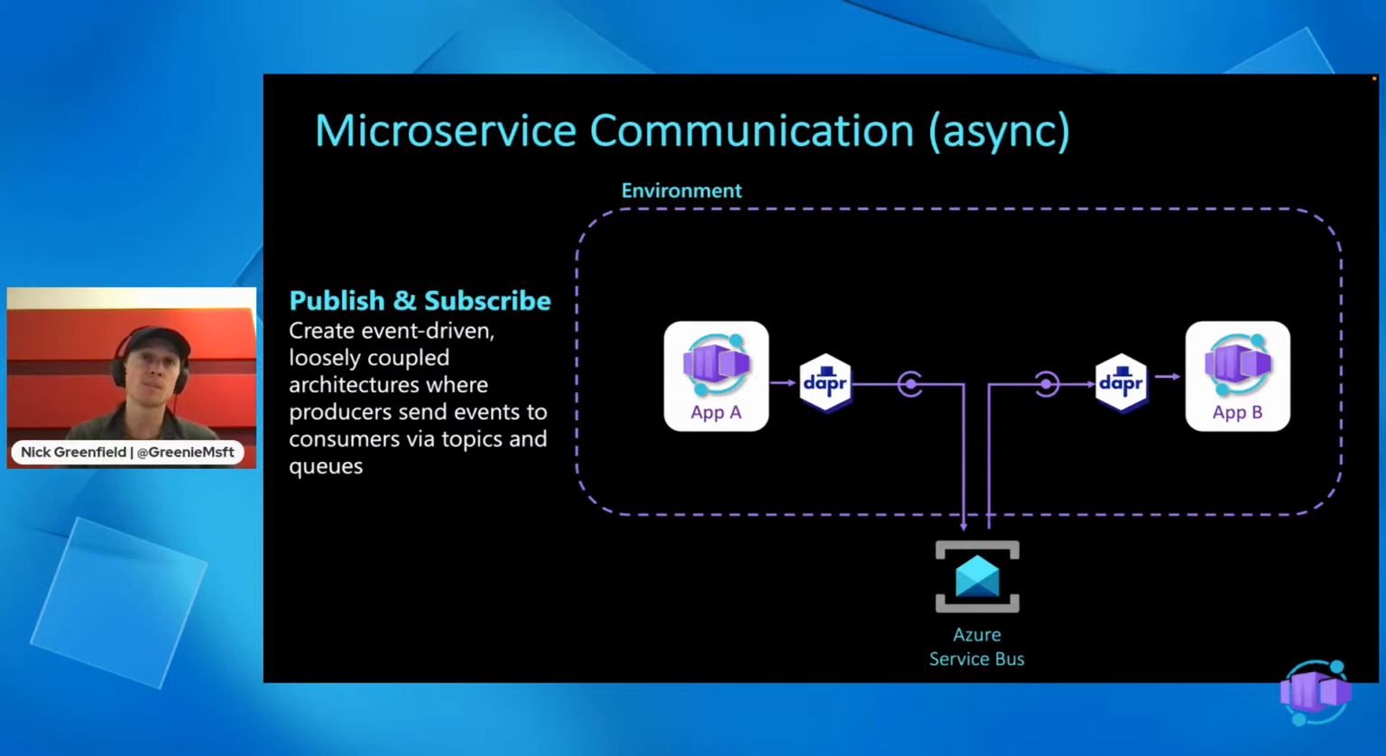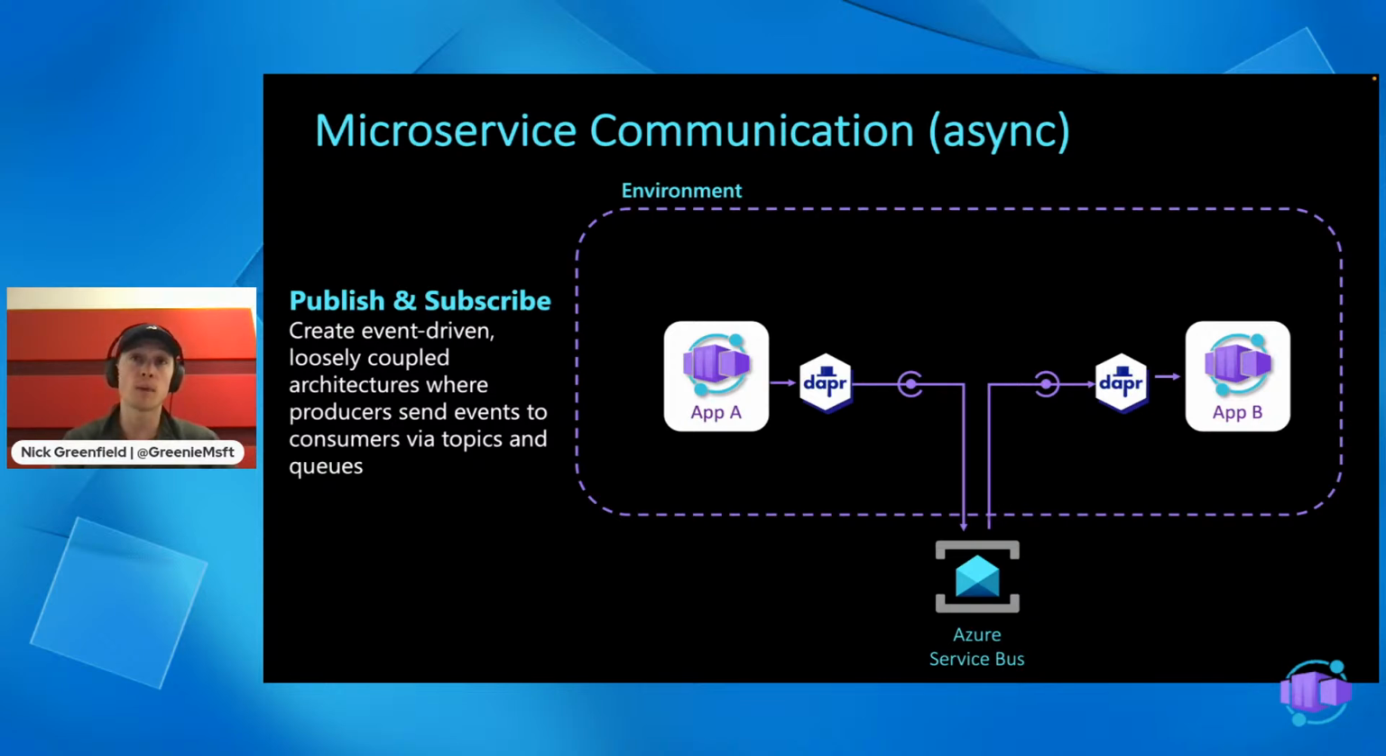The next building block that I want to show a high-level overview, again, it's still microservice communication, but in this case, it's asynchronous communication, which is the publish and subscribe building block. In this case, you have a container app that is publishing an event to a message broker, to a topic or a queue. In the screen here, I'm using Azure Service Bus as my message broker of choice. And then I have my container app B, which is my subscriber, that's able to take those messages off that queue or topic.